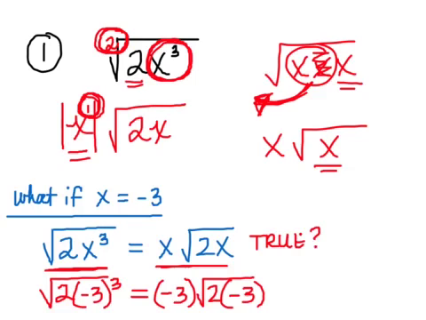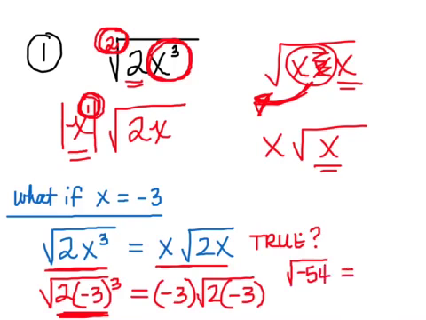Well, let's work out the left side. The left side is 2 times -3 to the third. The exponent comes before multiplication, so you'd have to do -3 to the third, which is negative 27. Negative 27 times 2 is negative 54. So you'd have a square root of negative 54 on the left side.